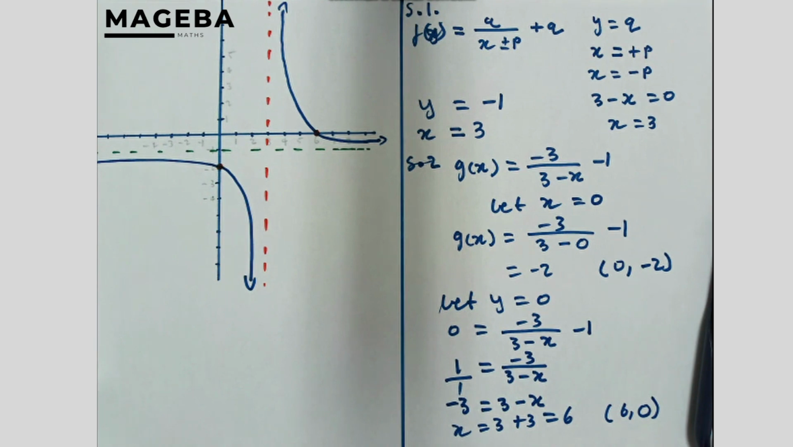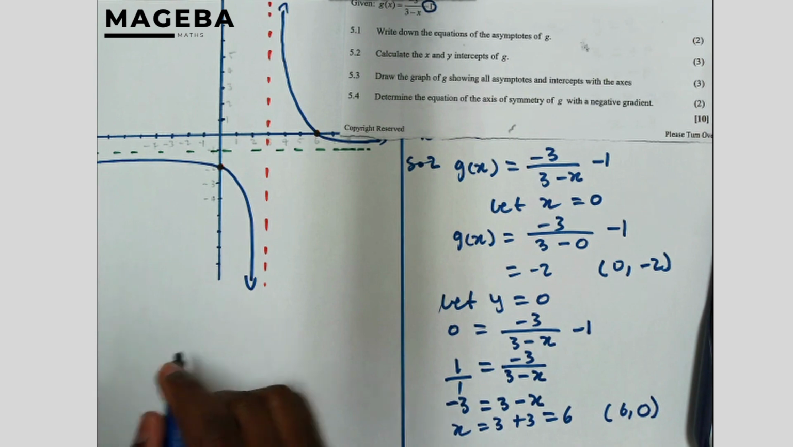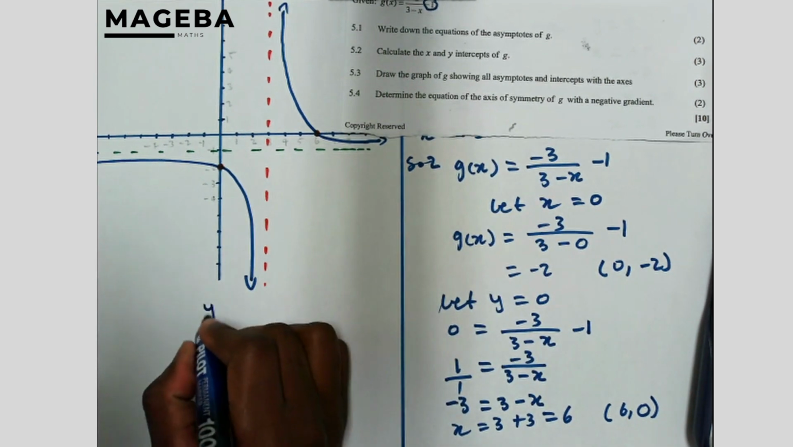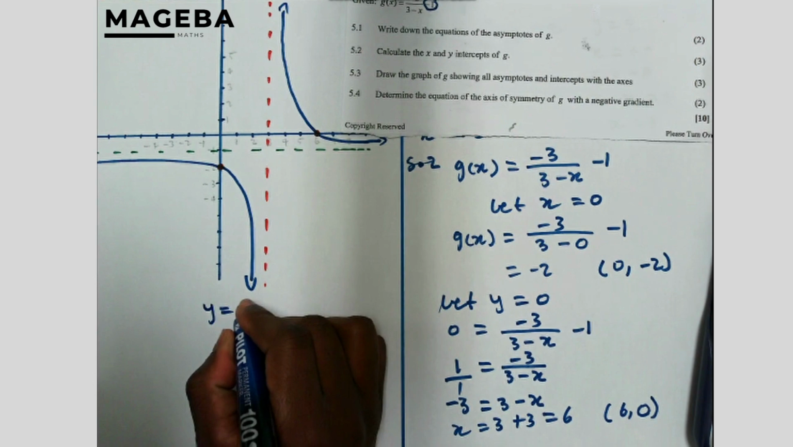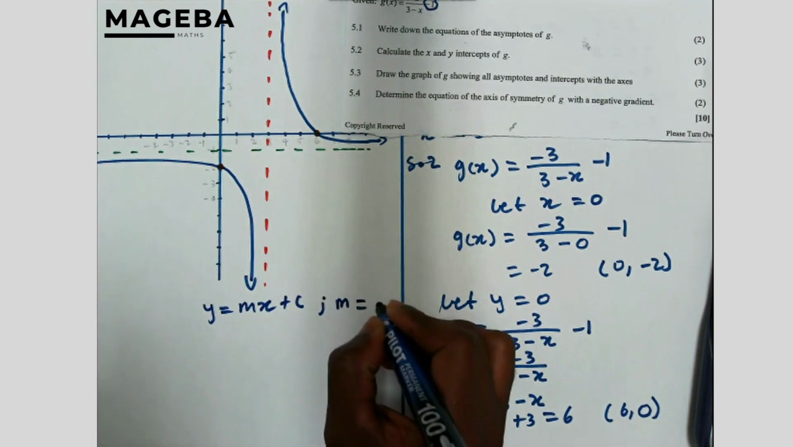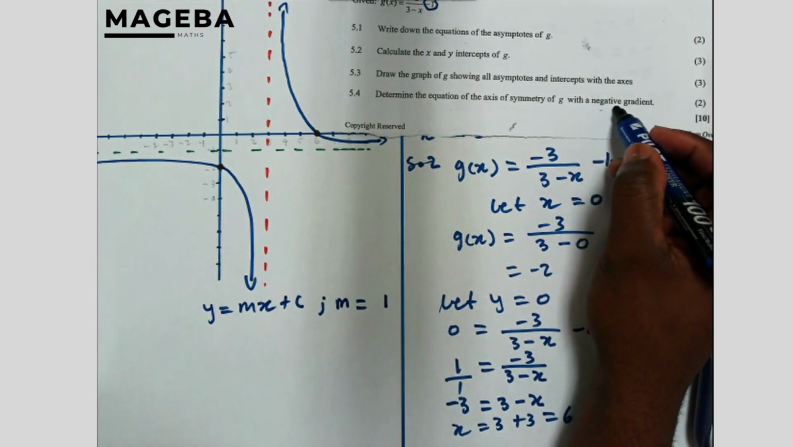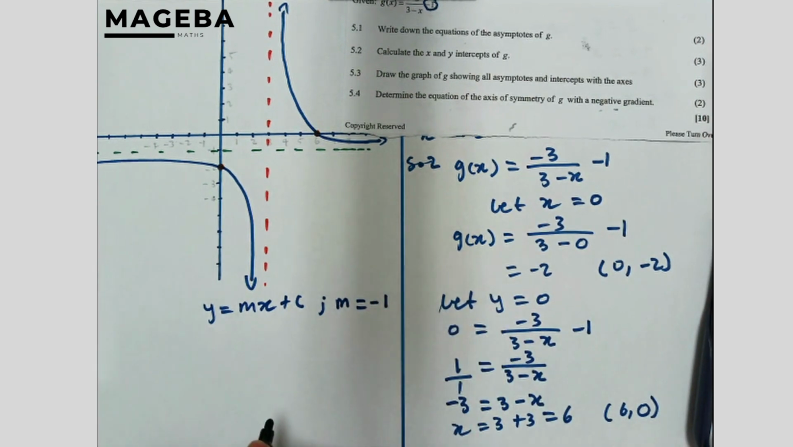And then the last question, now it's saying determine the equation of the axis of symmetry with a negative gradient. Now, how do we find the equation of the axis of symmetry? It's always the equation of a straight line. If we are finding the axis of symmetry, our gradient is always 1, but it depends which gradient they want. Here they did specify they want the negative gradient, meaning our gradient is going to be negative 1. And which point do we use? We use the point of asymptote.